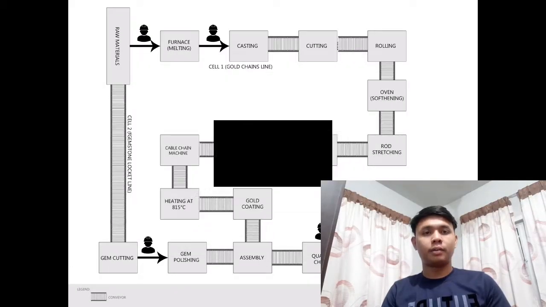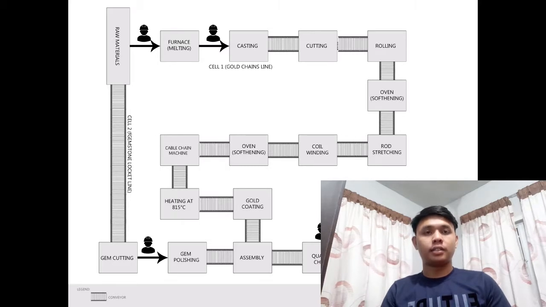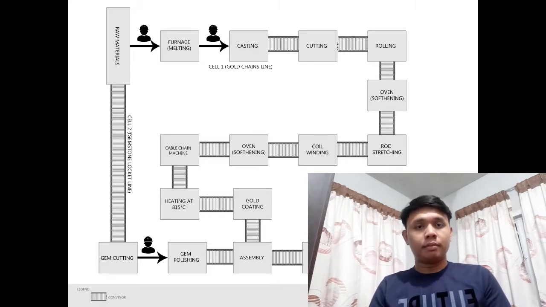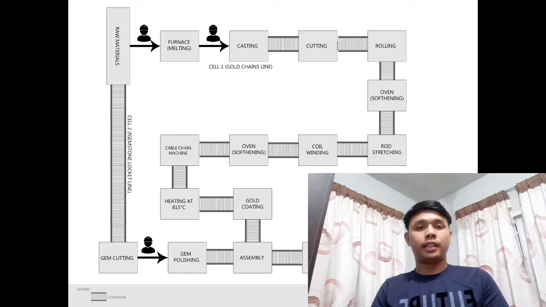As we can see from our manufacturing plant layout, our plant layout consists of 17 workstations, and we have two cell lines. The first line is to manufacture the gold chains, and the second line is to manufacture the gemstone locket. Both lines will meet at the assembly workstation, where the locket and the gold chain combine, and after that the necklace will go through the quality check workstation. After it passes the quality check, it is ready to be sold to the market.